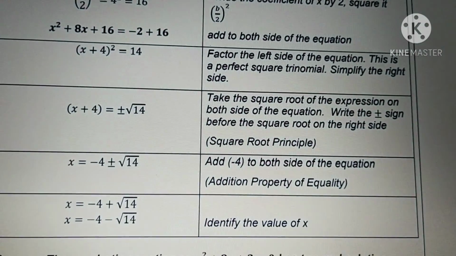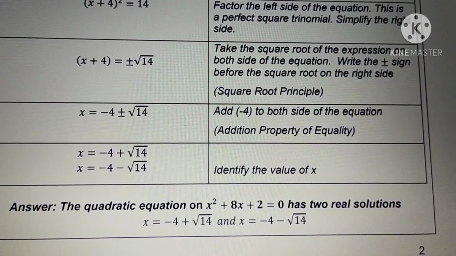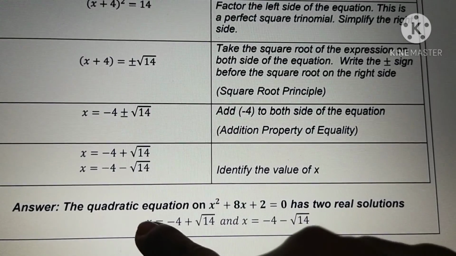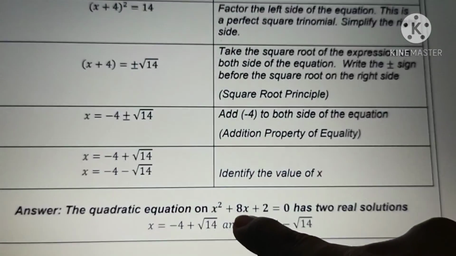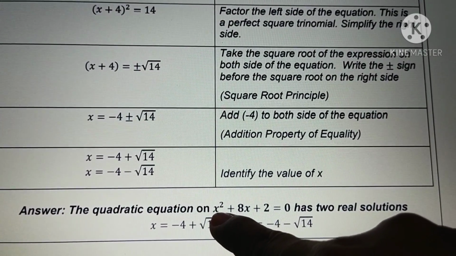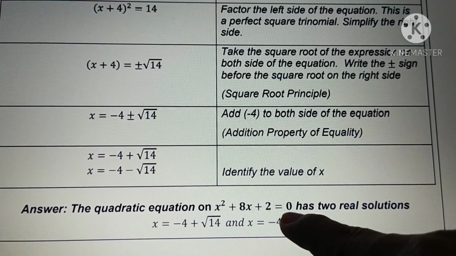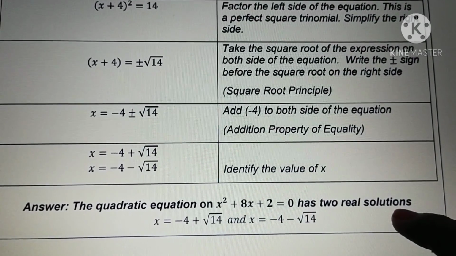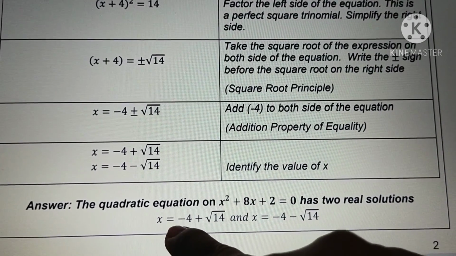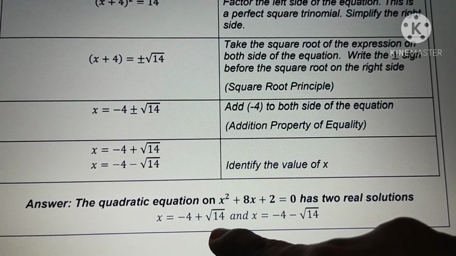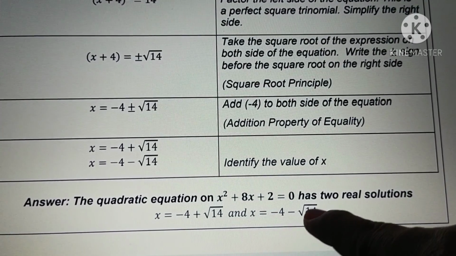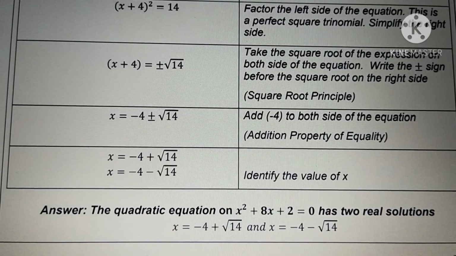Okay, yun. So yan po. So therefore, yan na po. The quadratic equation of the form x squared plus 8x plus 2 equals 0 has two real roots, which is negative 4 plus the square root of 14 and negative 4 minus the square root of 14. So yan po.